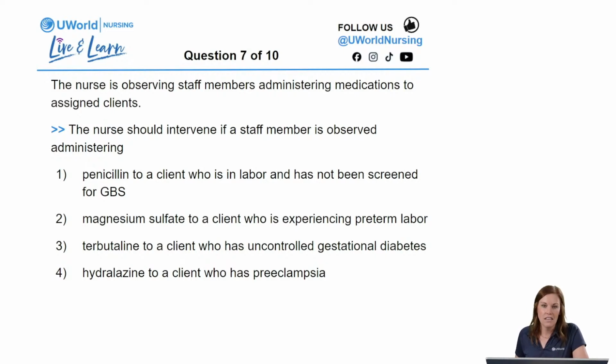The nurse should intervene if a staff member is observed administering option 1, penicillin to a client who is in labor and has not been screened for GBS. Option 2, magnesium sulfate to a client who is experiencing preterm labor. Option 3, terbutaline to a client who has uncontrolled gestational diabetes. Option 4, hydralazine to a client who has preeclampsia. All right, I'll give y'all 30 seconds to answer. Let's see what you think.